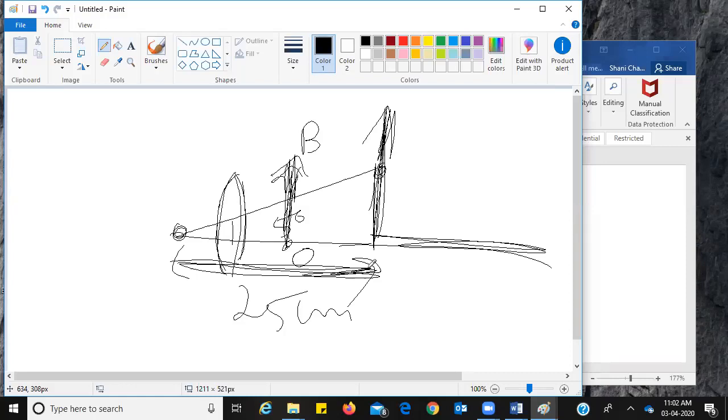Yes, sir. The only condition is that the lens and the object should be placed in such a way that the image formed by the lens is a minimum of 25 centimeters away from the eye, or beyond it. I think that's the best understanding of the concept. Yes, sir, that I understood.